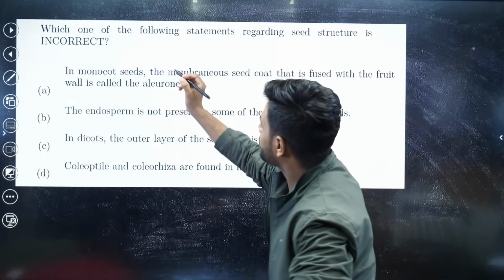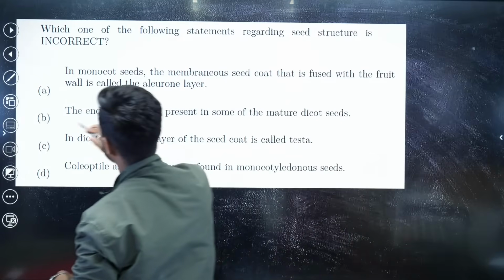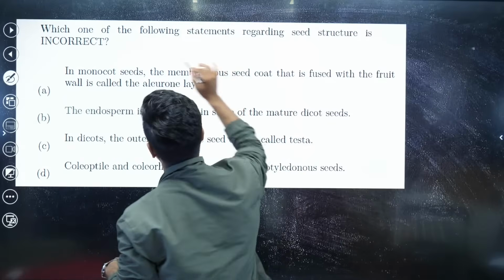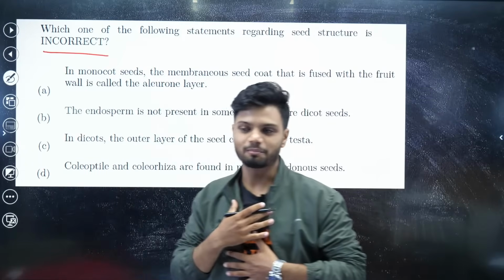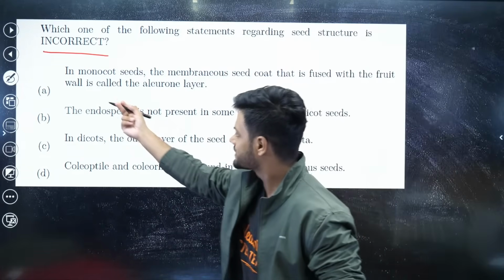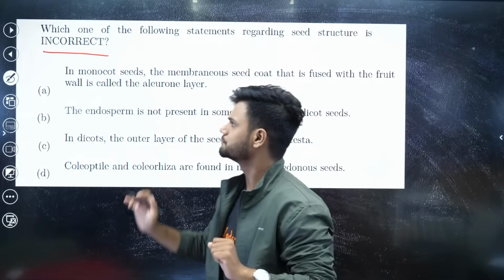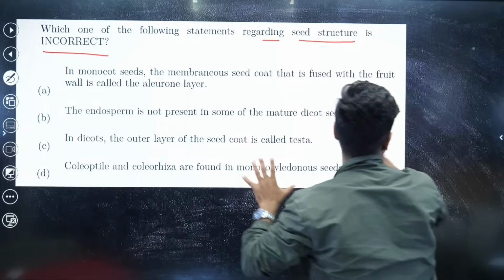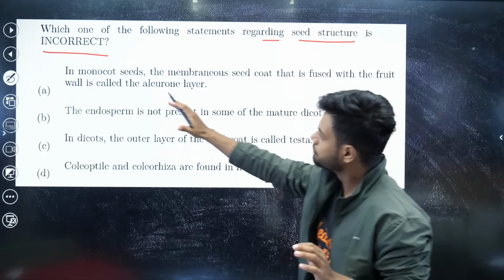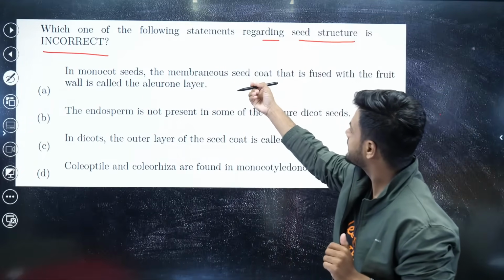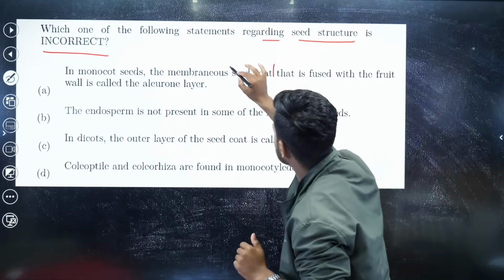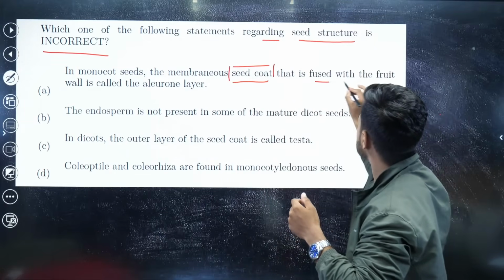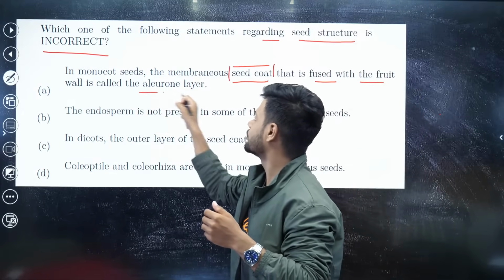Which of the following statements regarding the seed structure is incorrect? Now, before all of you start bombarding me, sir, option number A is the right answer. Wait, let me explain. In monocot seed, the membranous seed coat that is fused with the fruit wall is called aleurone layer.